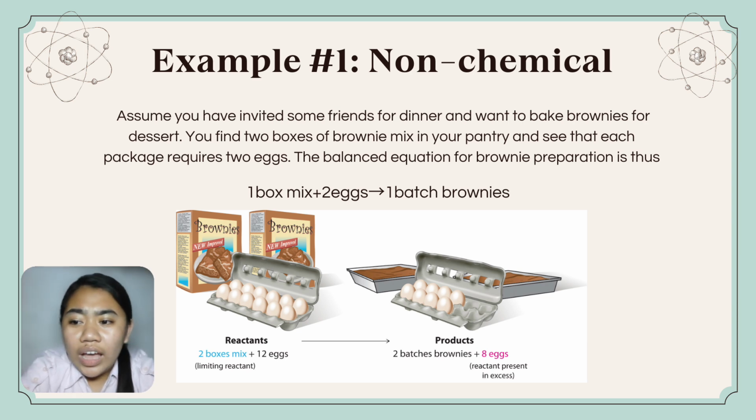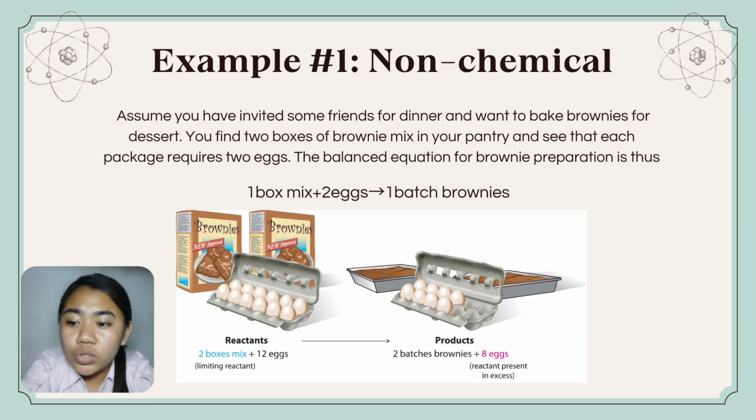If you have a dozen eggs, which ingredient will determine the number of batches of brownies that you can prepare? Because each box of brownie mix requires 2 eggs, and you have 2 boxes, that means you need 4 eggs. 12 eggs is 8 more eggs than you need.